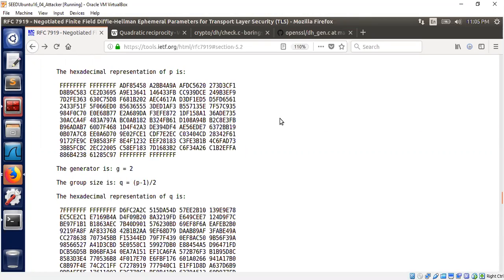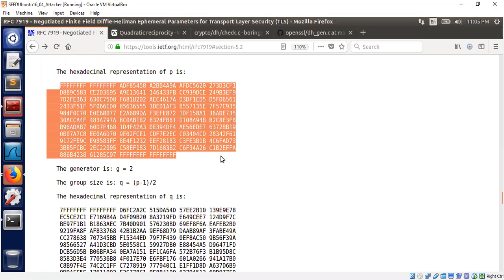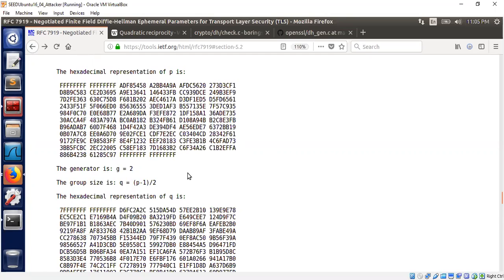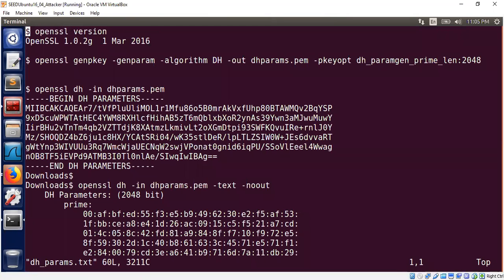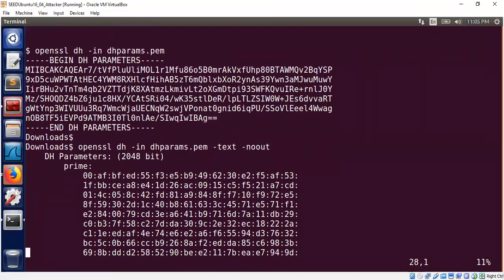OpenSSL is interested not in checking whether 2 is a generator of a subgroup, but in checking whether 2 generates the entire Z_P star group. So how do we check that part? For that purpose, I went ahead and generated some primes using the OpenSSL utility. OpenSSL has command line utilities to generate Diffie-Hellman parameters. It took me a couple of minutes, so I thought I would do it first, and then just copy and paste the primes.